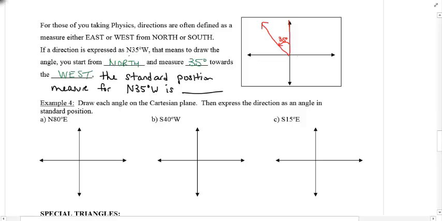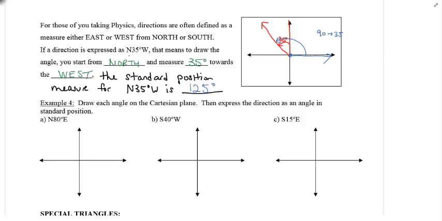Once again, you're saying let's start from the initial arm on the positive side of the x-axis, rotate this way, whoop, that would be 90 plus 35. So yeah, 125 degrees. That is the actual standard position angle. Okay. So, knowing that, I think you can try example 4. I'll do the first one with you again, and hopefully you can try B and C on your own.